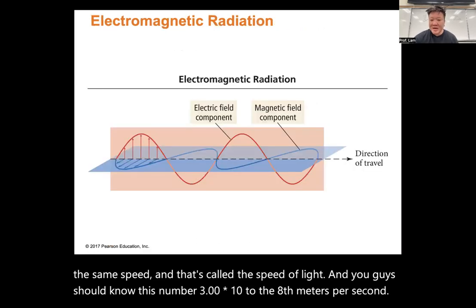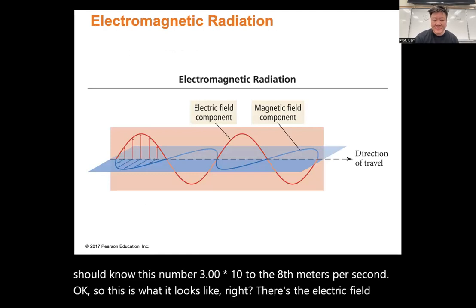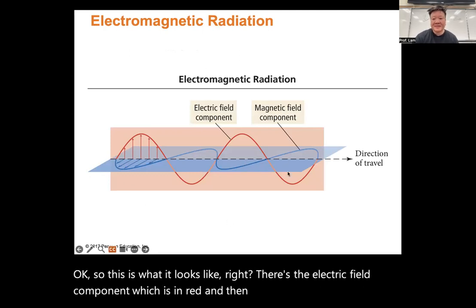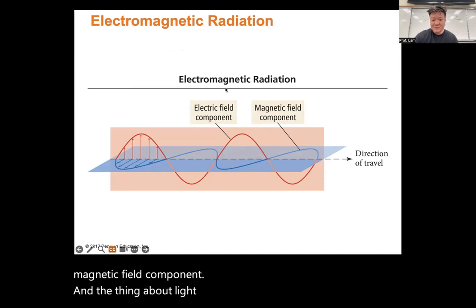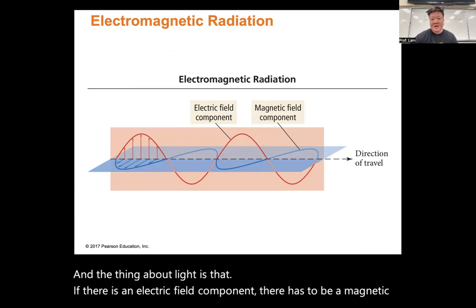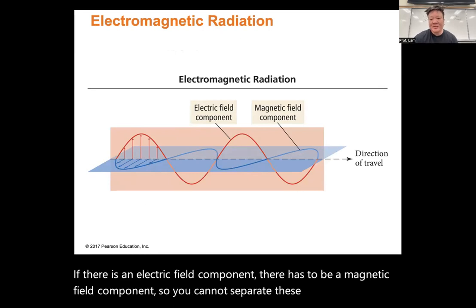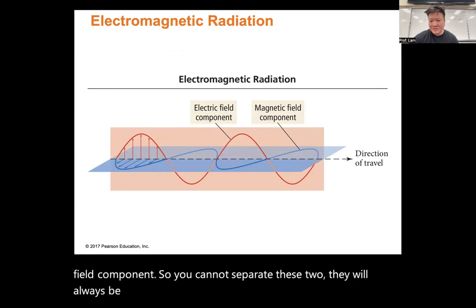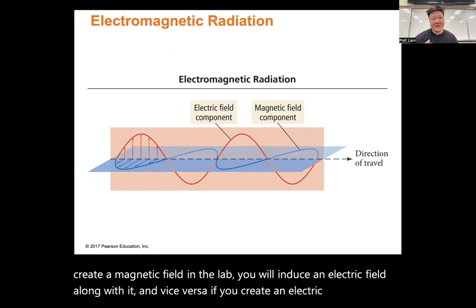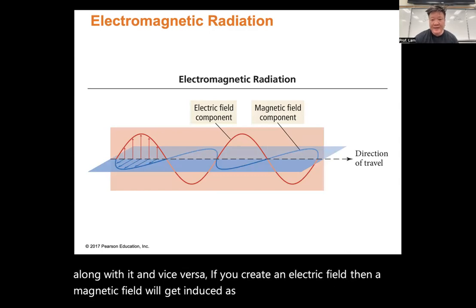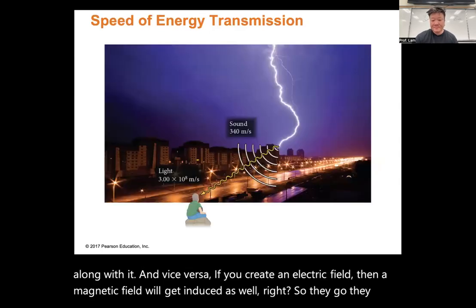And you guys should know this number, 3.00 times 10 to the 8th meters per second. Okay, so this is what it looks like, right? There's the electric field component, which is in red, and then perpendicular to that is the magnetic field component. And the thing about light is that if there's an electric field component, there has to be a magnetic field component. So you cannot separate these two. They will always be coexisting with each other. So if you somehow create a magnetic field in the lab, you will induce an electric field along with it, and vice versa. If you create an electric field, then a magnetic field will get induced as well, right? So they go hand in hand.